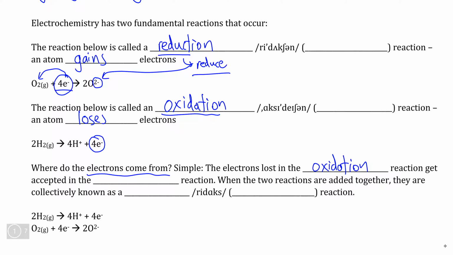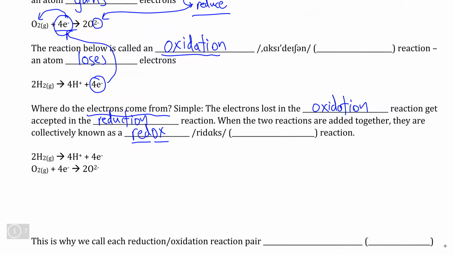So if we take these electrons that are lost in the oxidation reaction of hydrogen and transfer them to the reduction reaction where oxygen can use them and therefore gain electrons, we can effectively combine these two reactions into a single reaction. And when we do that, when we combine one oxidation and one reduction reaction, we collectively call that a redox reaction. Again, this is literally a portmanteau of reduction and oxidation to show that one element or compound in the combined reaction is reduced and the other element or compound in the combined reaction is oxidized.